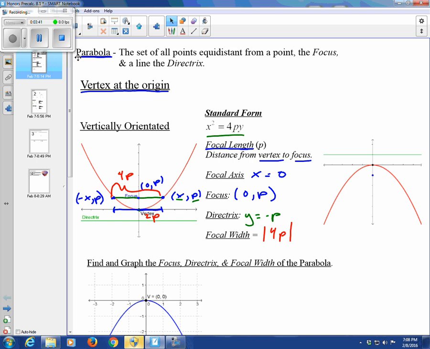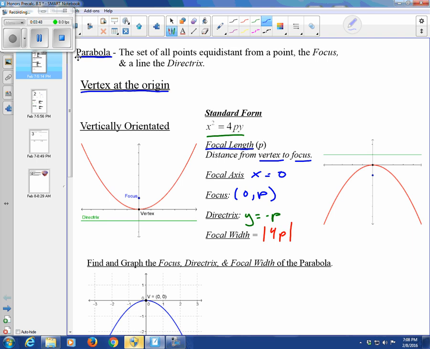Now, at this point, what we want to do is talk a little bit about how our vertically orientated parabola with its vertex at the origin is opening. Right here, what we have on the left side is our parabola opening up. And right here, what we can say for our parabola opening up is the distance from the vertex to the focus is going to be a positive p in this case. So right here, in general, whenever we see a parabola opening up, we want to take note that p is positive.